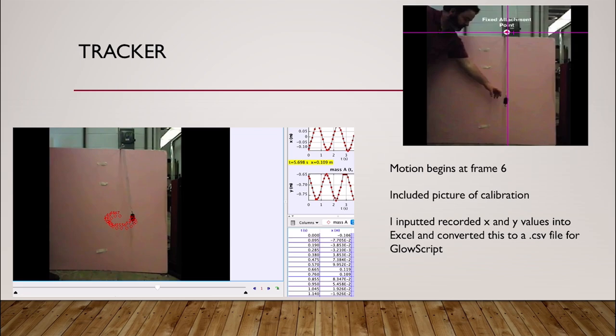Tracker software. You can see in the tracker software shown below, which was used to map the motion of the oscillating mass over time. This software gave us the x and y values of the oscillating mass, which were inserted into an Excel file and then converted to a .csv file for GlowScript analysis. The motion of the object began at frame 6, so I began tracking the motion at this point. I also included a picture of the calibration in the top right of the screen.